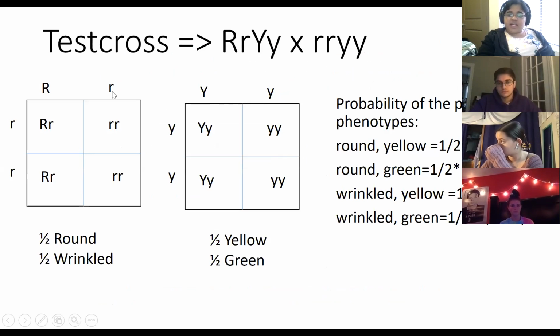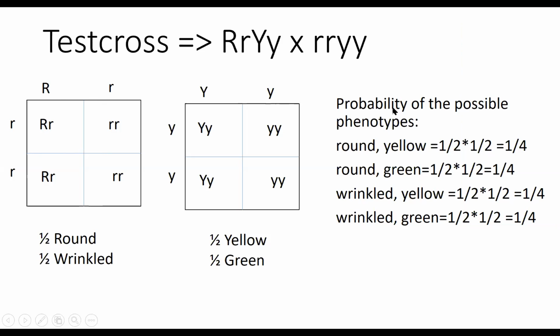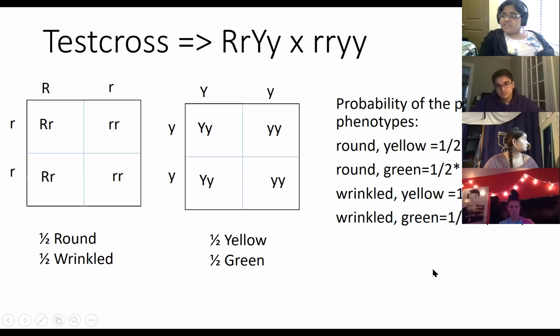So if you have a heterozygous parent, you get half of these being round or wrinkled for each of them. And then with heterozygous again, you would get half either yellow or green. So then each of the probabilities would end up round and yellow: half times half equals 1/4. Round and green, same thing. And then you would just continue on with that. Does that make sense? Okay.